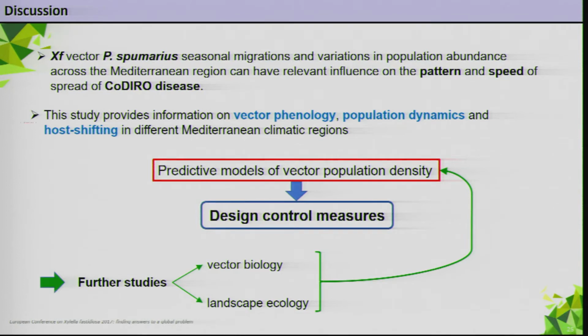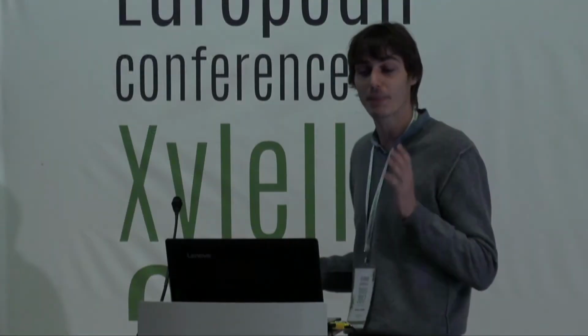Concluding, obviously, Philaenus spumarius seasonal migration and variation in population abundance across the Mediterranean region can have a relevant influence on the pattern and speed of the spread of Xylella. So this study provides useful information on vector phenology, population dynamics, and host shifting that can be used to develop predictive models of the vector population density, useful to design effective control measures. And we need also further study on a finer scale on vector biology and landscape ecology that will allow to improve these models.